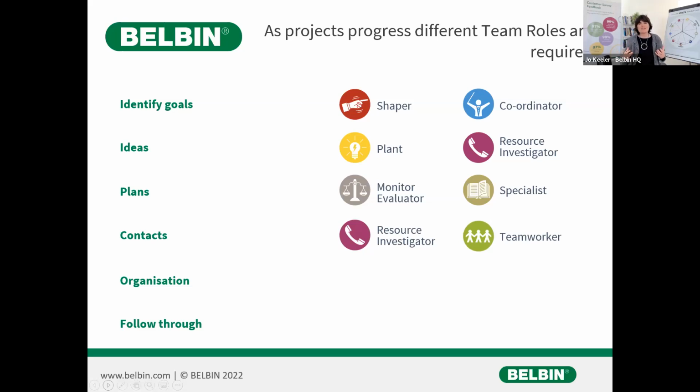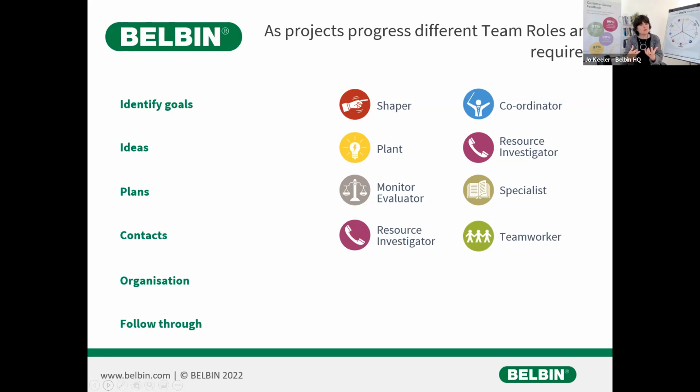What are the contacts that we need, both internally and externally, to make this happen? Who do we need to know? Who is in our little black book? So the resource investigator behaviour, obviously ideal because they know everybody. And the team worker really knows everybody internally. Both these team roles, both these behaviours, are also very useful at selling.